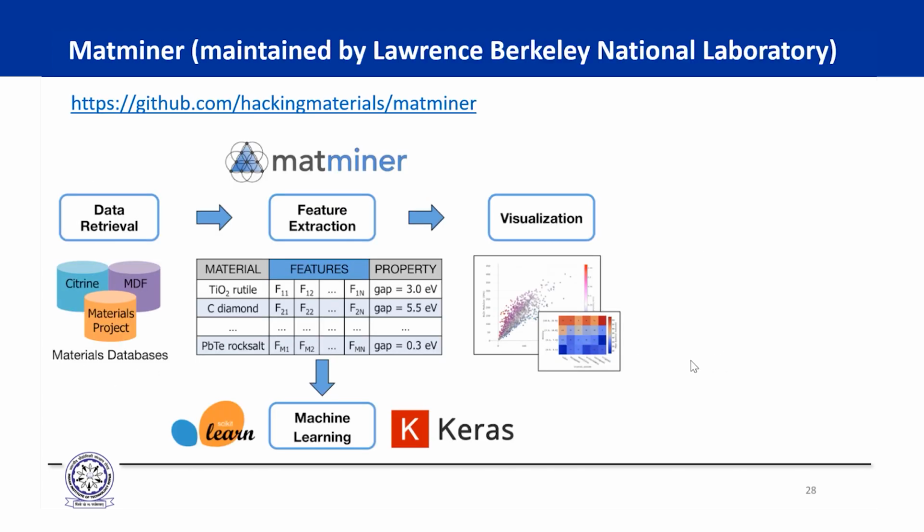Now, the final thing that I'm going to talk about when we discuss data and materials is a recent development, which is a tool called MatMiner. And this is something which is maintained by the Lawrence Berkeley National Laboratory. So this MatMiner has a lot of functionalities. You can do data retrieval from Materials Project, Citrine, and other types of databases. There is a feature which allows you to do feature extraction. You can do a lot of visualization using the inbuilt libraries in MatMiner, and then you can also do machine learning using different types of libraries such as scikit-learn and Keras and so on.